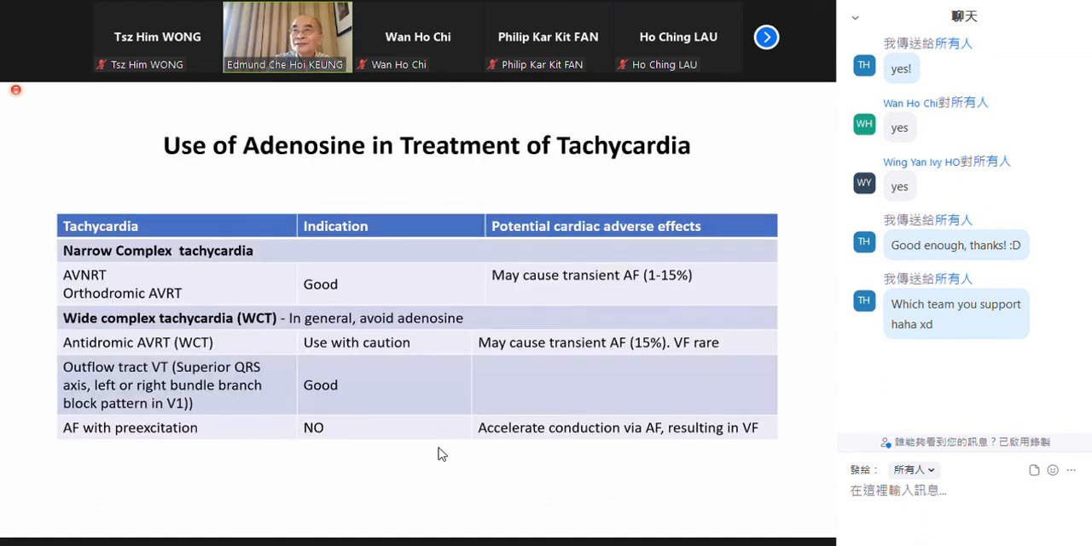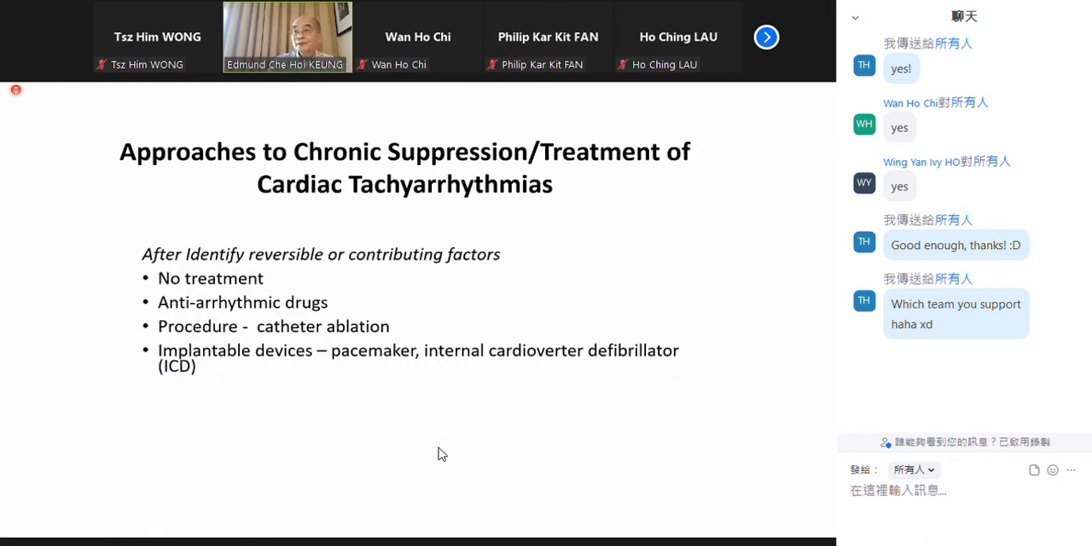Now, so this is my table for adenosine in treatment. Again, abundance of caution. Narrow complex tachycardia, yes, no problem at all. Okay? Wide complex, be careful, very careful. Okay? We know the outflow tract VT, usually the QRS complex is positive in 2, 3, aVF. Okay? Well, you can use it. AF with pre-excitation, definitely not. Okay? Now, so let's move on.